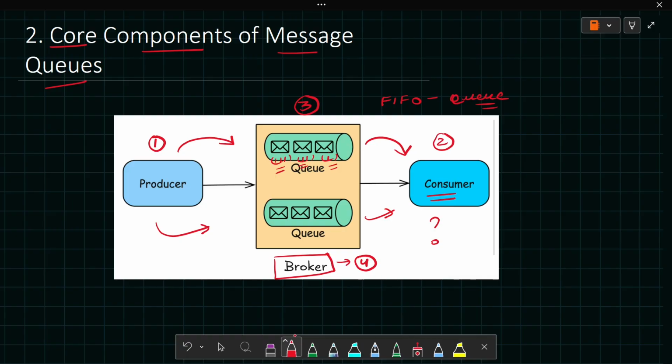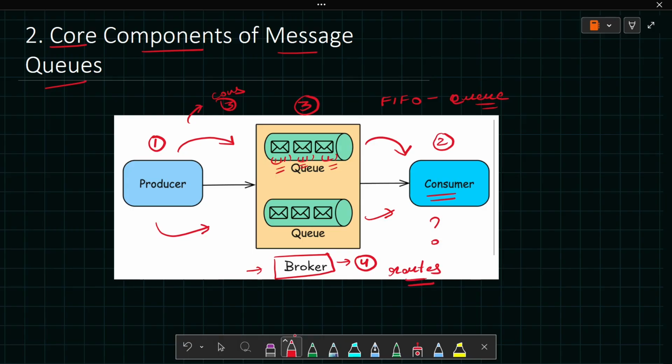Suppose this producer is sending a message and it reaches some other consumer, suppose there is a consumer 3, the place where we don't want to send our message. So the broker actually controls all the routes. Remember, it controls the routes here.